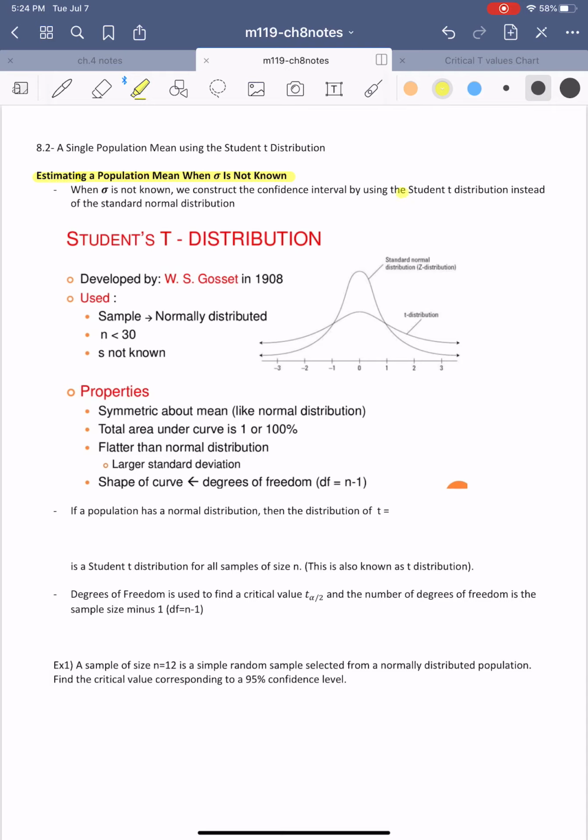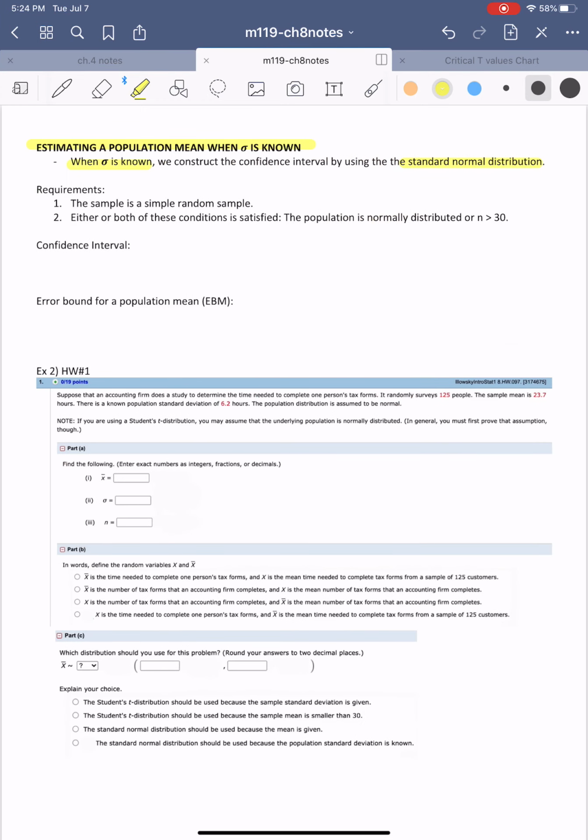We will be using Student's t distribution, and I'll explain what that means in 8.2. Just note that to determine which distribution to work with, you have to know whether or not you know the sigma value. Okay, so requirements: how do we construct the confidence interval estimating a population mean?